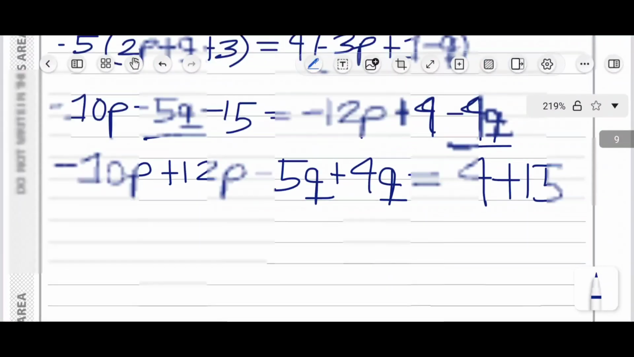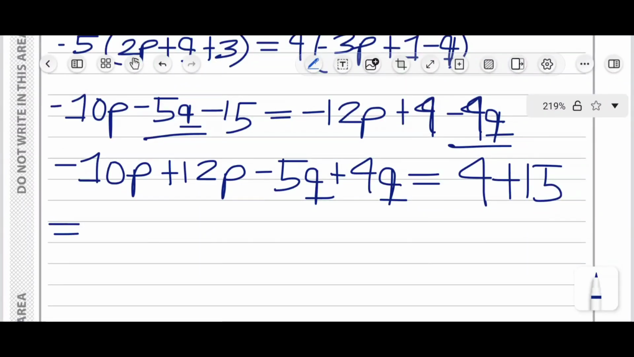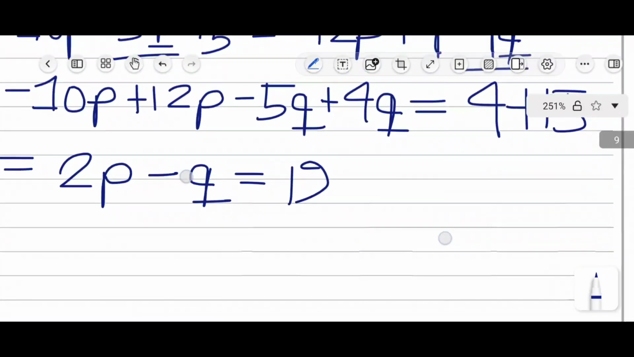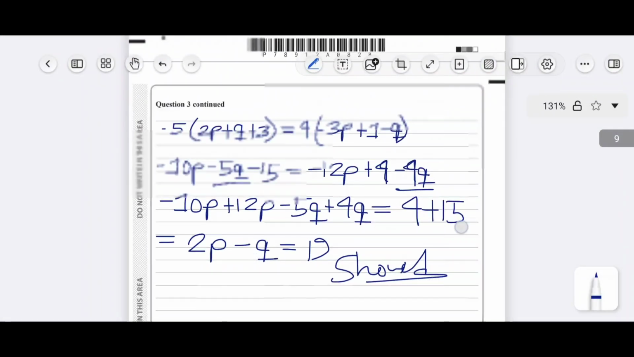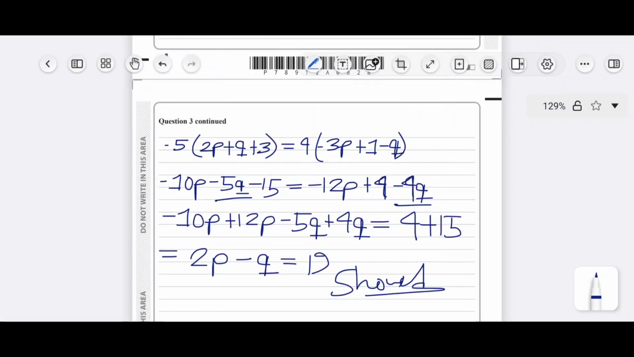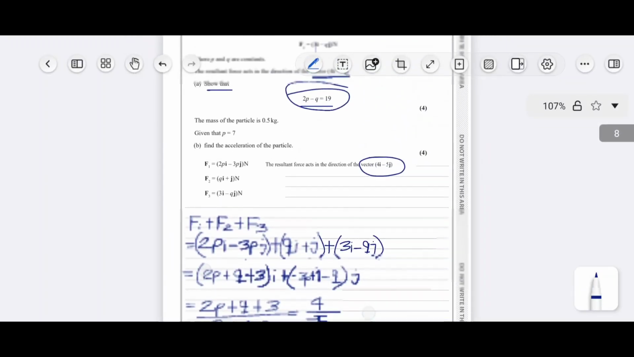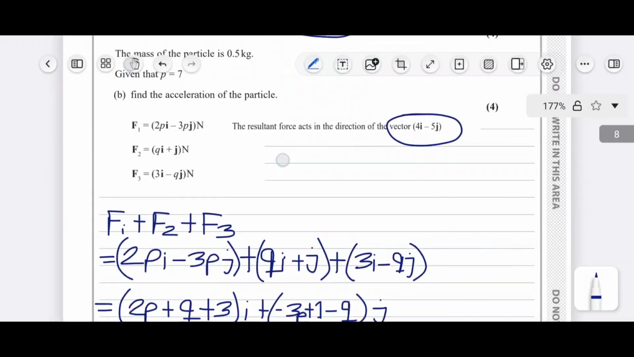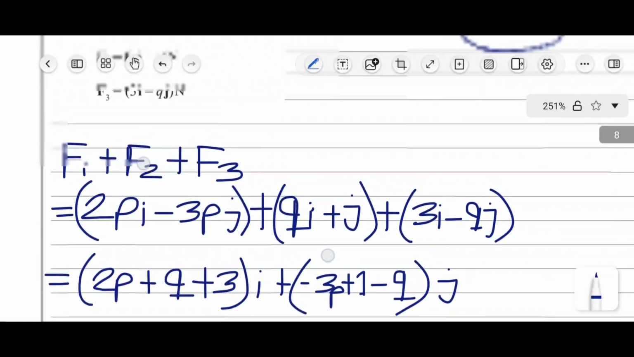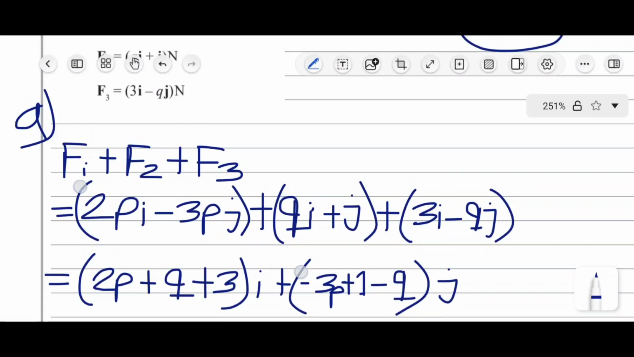So if we solve this, we get minus 10 plus 12, which is 2p. Then minus 5 plus 4 is minus q, equals 4 plus 15, which is 19. And this is shown here. You can see the show that is 2p minus q equals 19. Yes, this is given. It is shown here now. This is part A. Part A done.